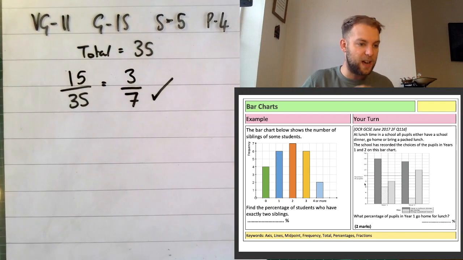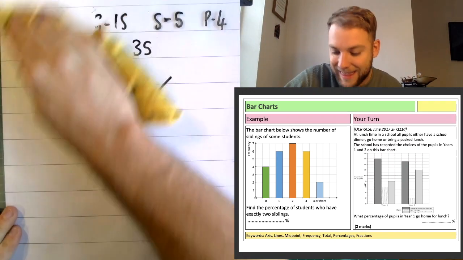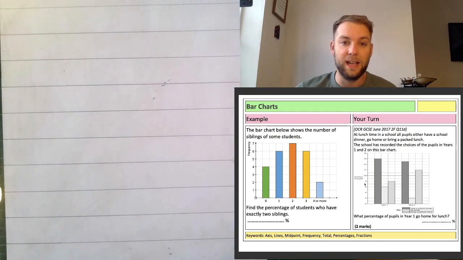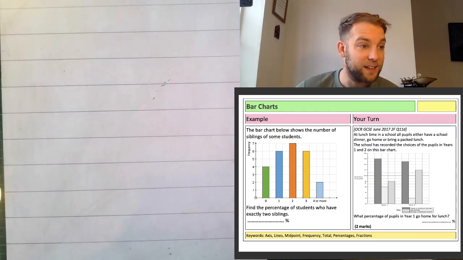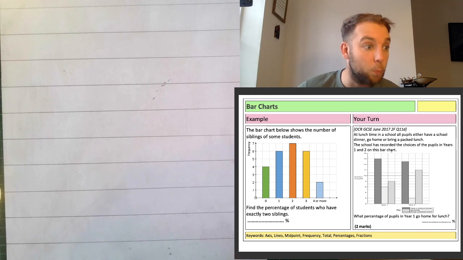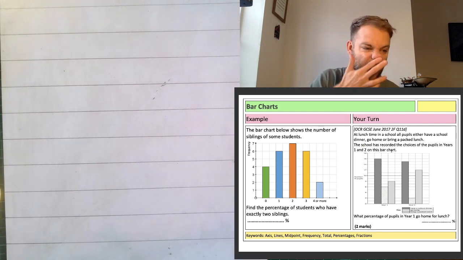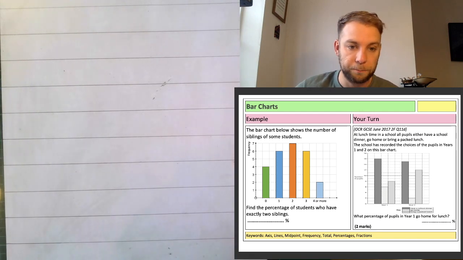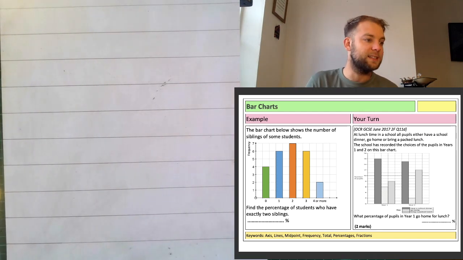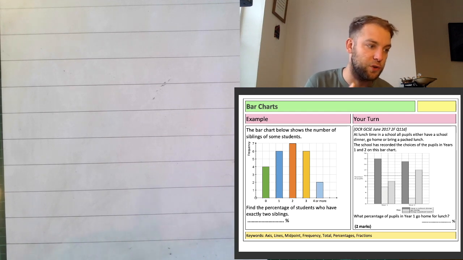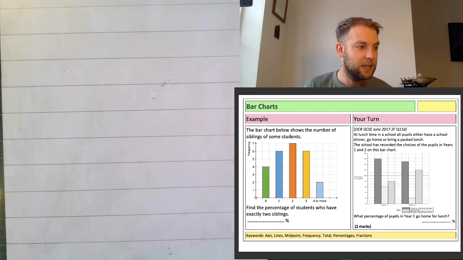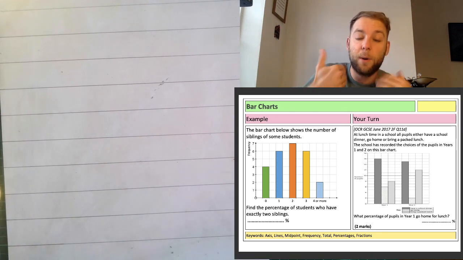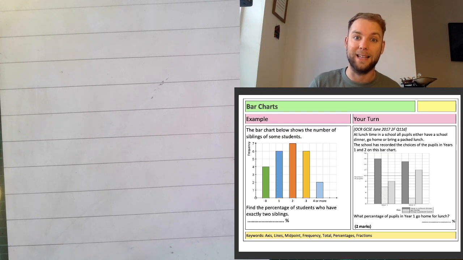Last little part to think about. Now, again, these questions come up as like a part D. They are usually at the end of the bar chart question. In fact, you can see this one here, the one on the right, was actually a past paper question. It's from OCR, and that is 2 marks there. So these ones do come up. So this question on the right says, find the percentage now of students who have exactly 2 siblings. Now, this is very, very similar to the last question. You've just got an extra part at the end where you need your denominator to be 100.